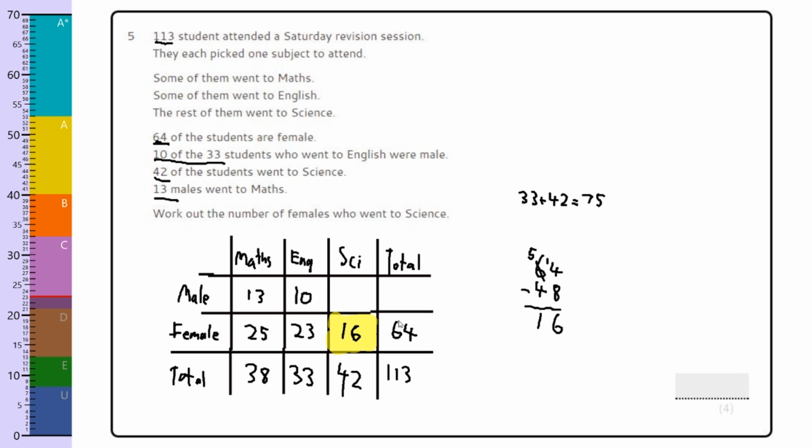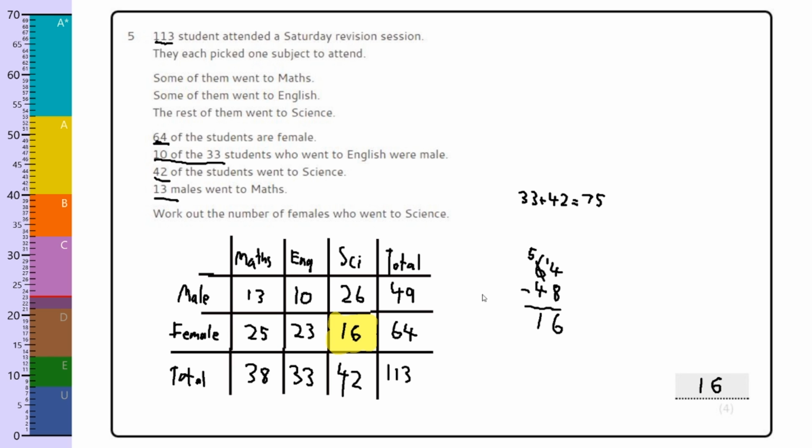And we could carry on. We could do the rest of it. We don't need to once we've got an answer. But if I do 113 take away 64, that's going to be 49. And if I do 49 take away 23, it's going to be 26. And if I do 26 plus 16, hopefully that equals 42, which it does. So we could have stopped when we got the answer of 16. And there's actually a couple of different ways you could have done this question. But by completing it, we know that we've got the right answer.